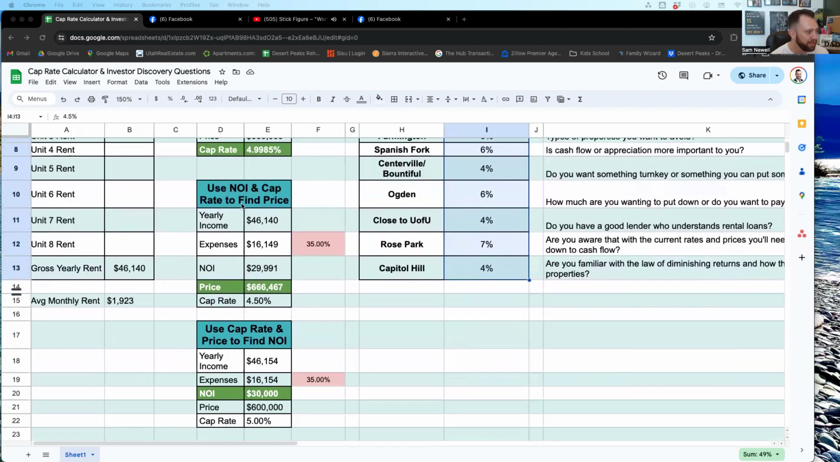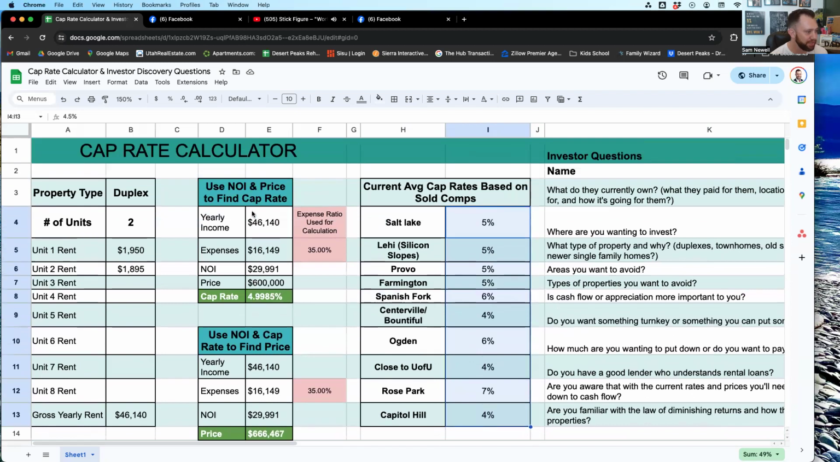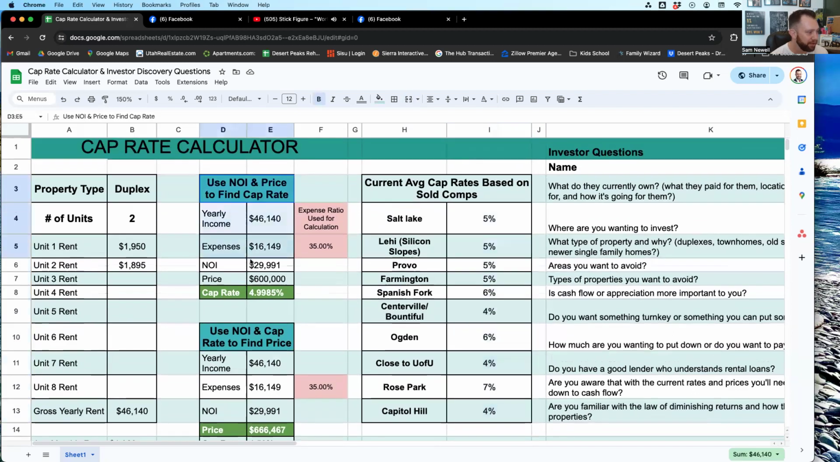So in this case, you would use net operating income and the going cap rates to find the price. Okay, so I have 3 different scenarios here. The first scenario that I'm highlighting is using the net operating income, NOI, and the price to find cap rate. So if we know what something sold for and we know what it was rented for, we can figure out what cap rate it's sold at.